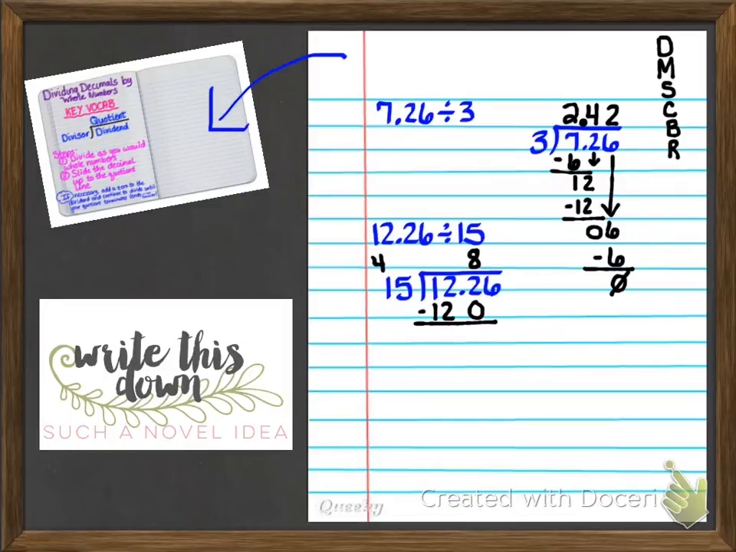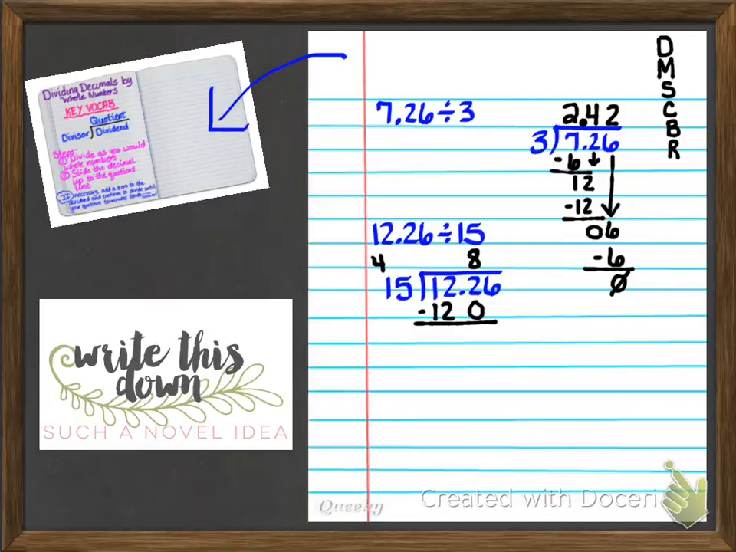Now, I want you to pay attention to where I wrote the 8. I wrote the 8 above that second 2. Had I written the 8 above the 1, then I would be saying that 15 goes into 1 8 times, and that does not happen. If I wrote it over the first 2, so if I had written it over this 2 right here, then I would be saying that 15 goes into 12 8 times.